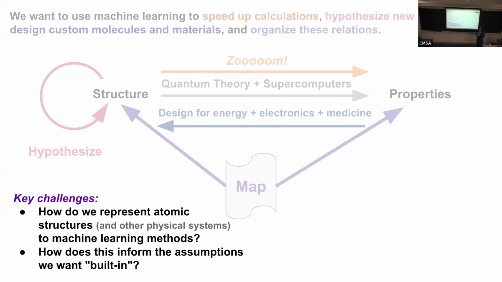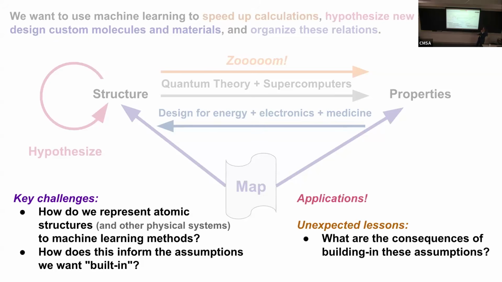All right, key challenges. If we would like to do this, how do we go about representing atomic structures to machine learning methods? And how does the way we want to represent the physical world inform how we build our methods from the ground up? And then what applications does that enable? I won't talk about this too much, I'll sprinkle it throughout the talk: what are some maybe unexpected consequences of building the assumptions that we have into these methods? So those are just some things we'll talk about.